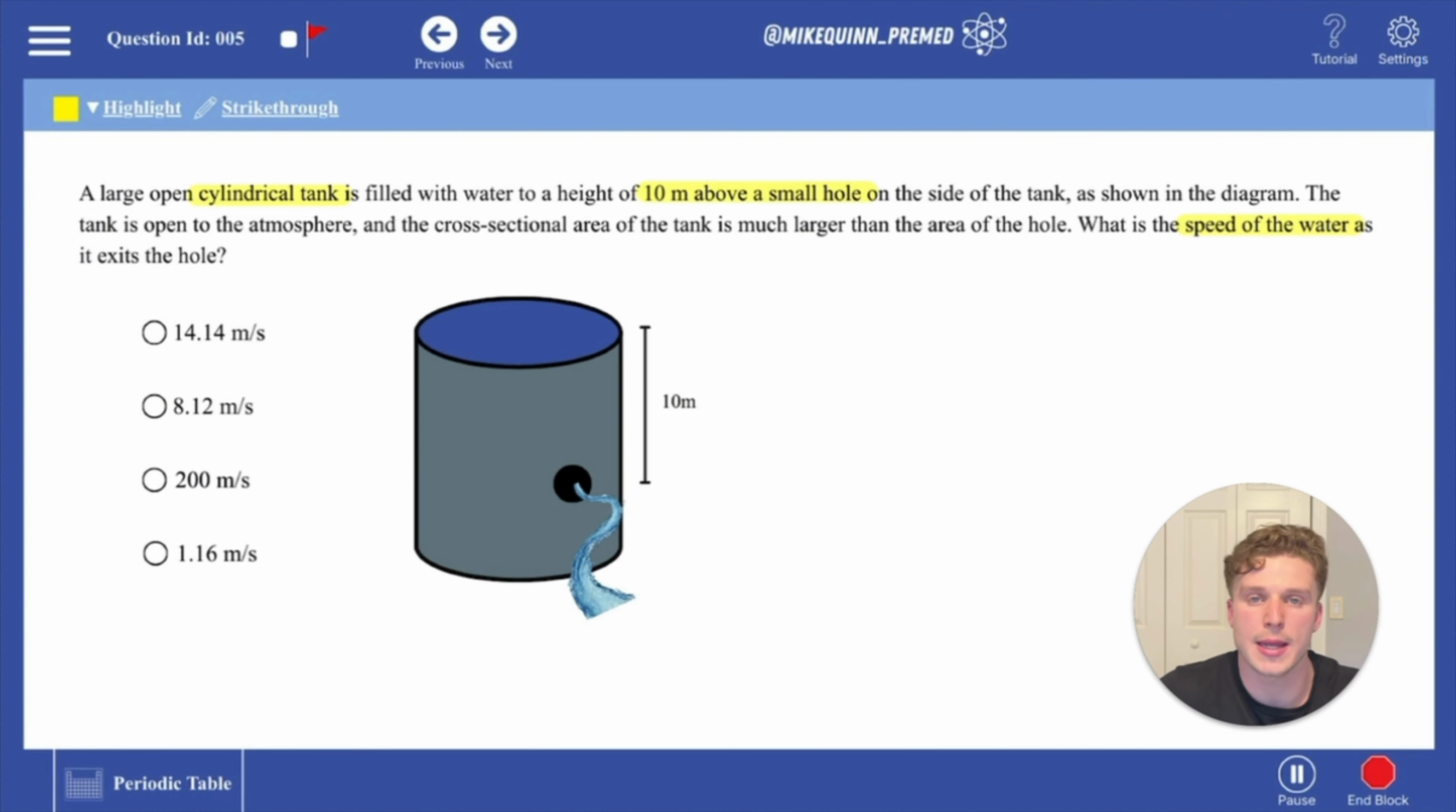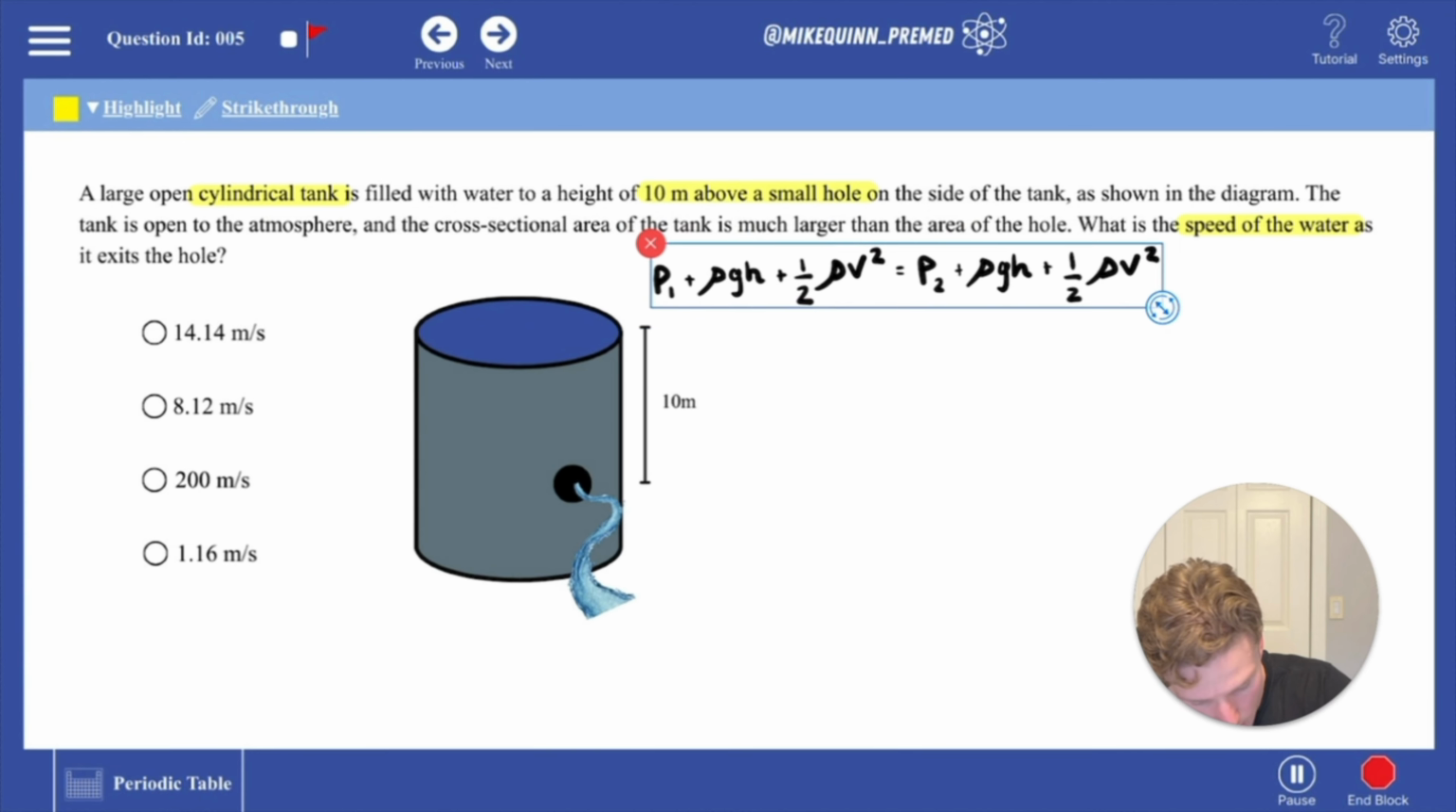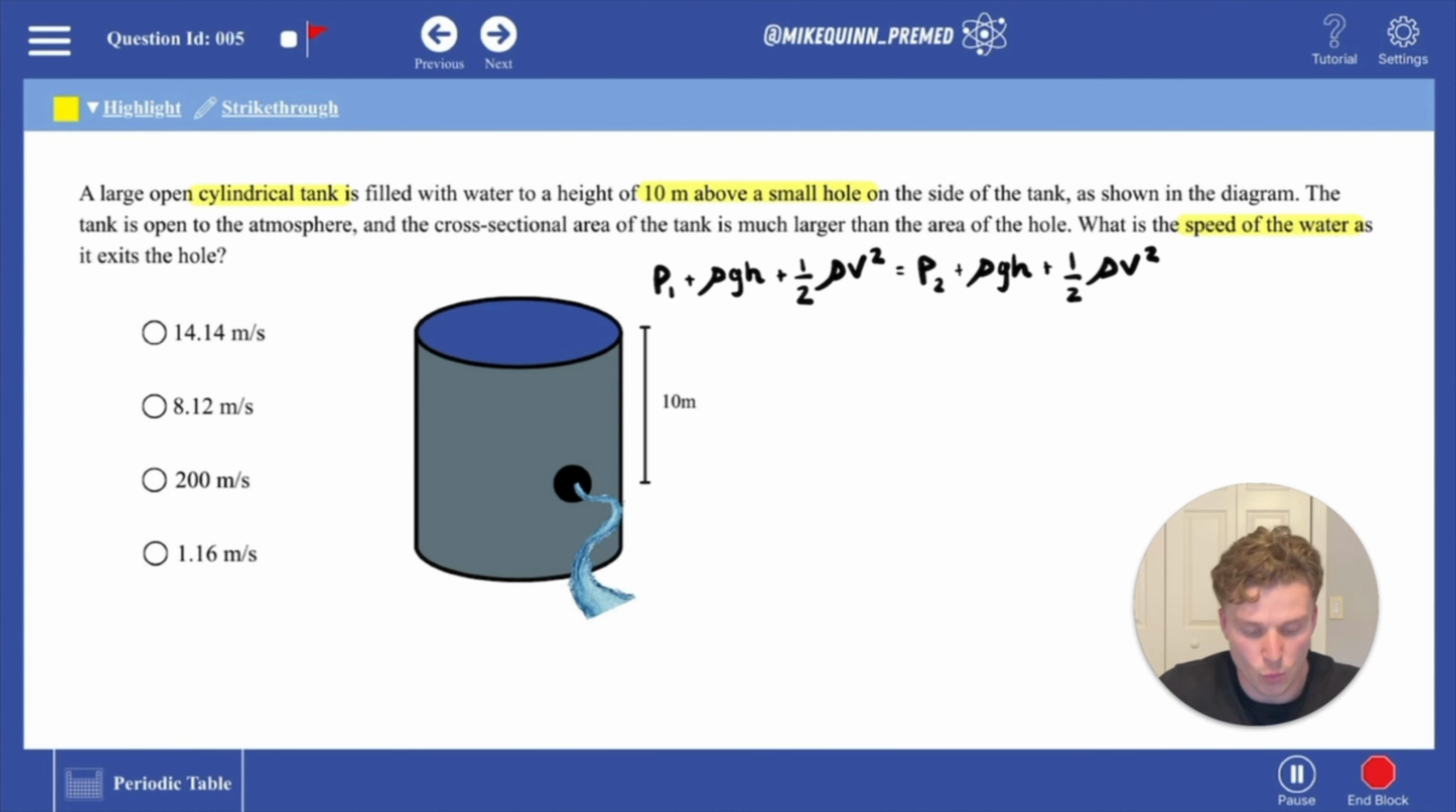So this is super high yield. We're going to use Bernoulli's equation here. If you see a problem like this, write down Bernoulli's equation: P1 plus rho g h plus 1/2 rho v squared equals P2 plus rho g h plus 1/2 rho v squared on the other side. We have these two sides of the equation and we're going to set them equal to each other, because we're going to call the left side of the equation the top of the tank, and the right side of the equation the hole.